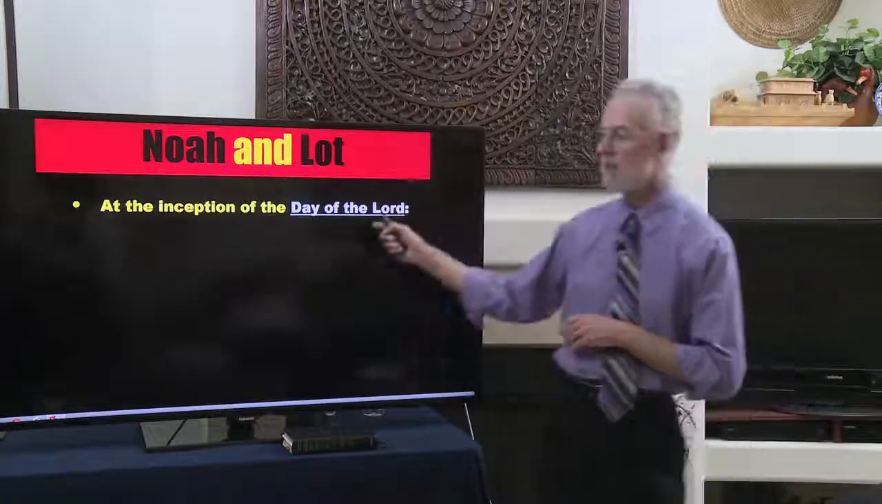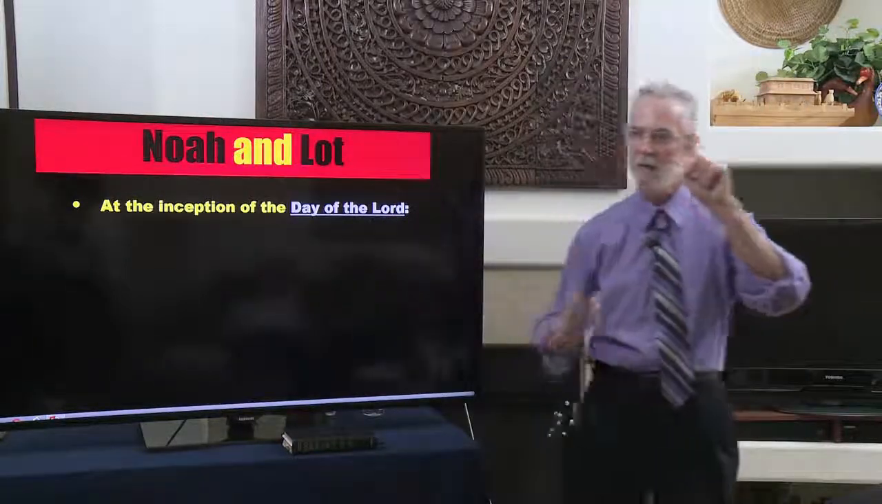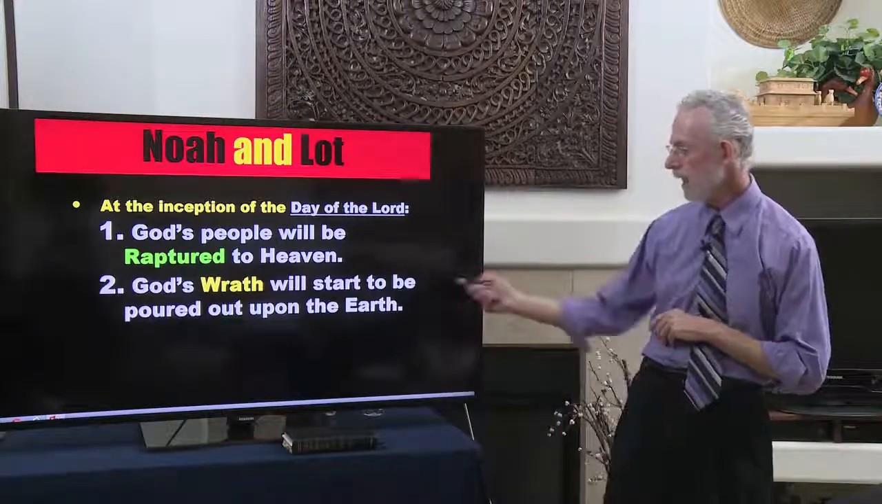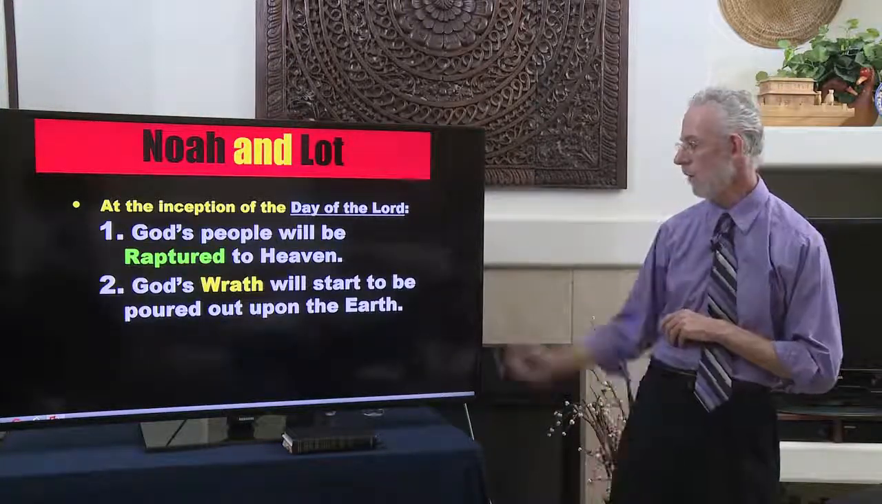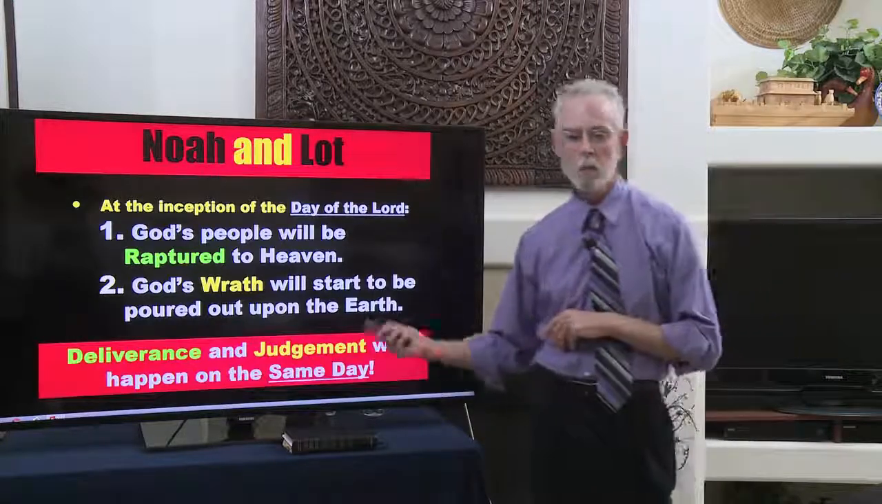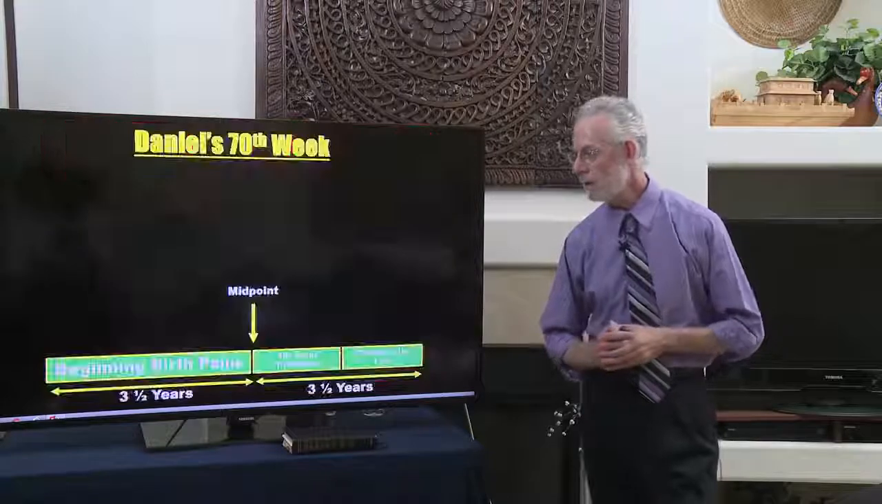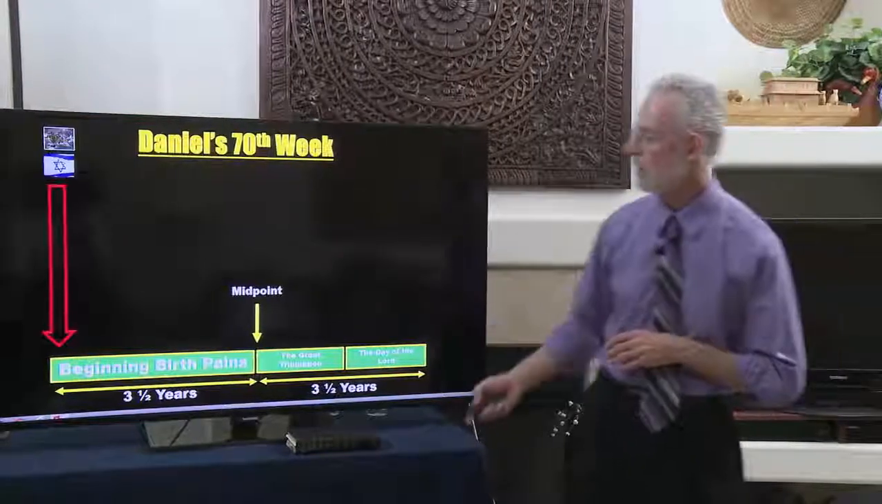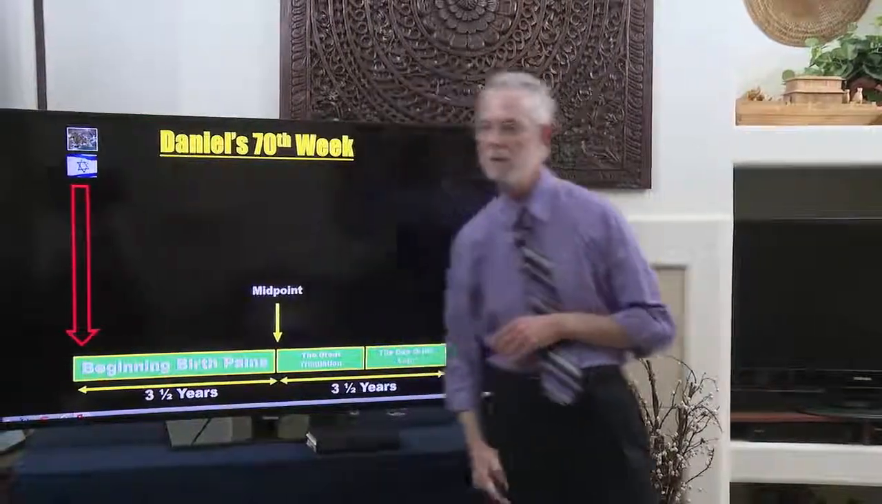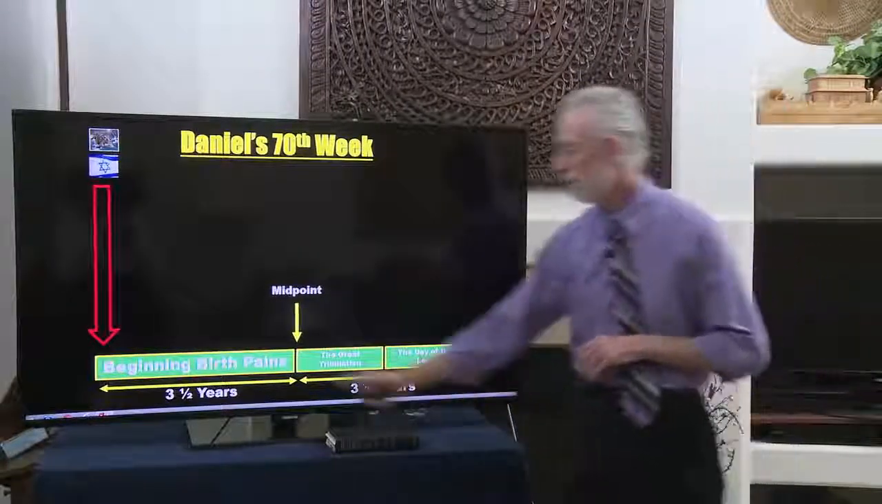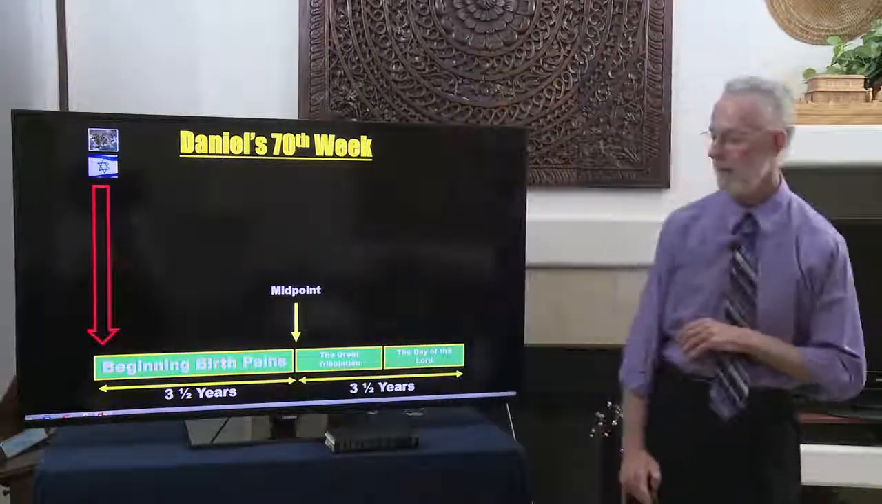Folks, on the first day of the day of the Lord, God's people will be raptured to heaven, and God's wrath will start to be poured out on the earth, because we've seen that deliverance and judgment will happen the same day. So I think the Bible teaches us this sequence. This week is going to start when the Antichrist confirms that covenant with Israel. That's going to start the clock ticking on that 70th week. The first 3.5 years are going to be those beginning birth pains.